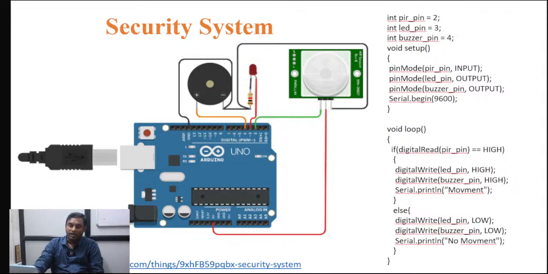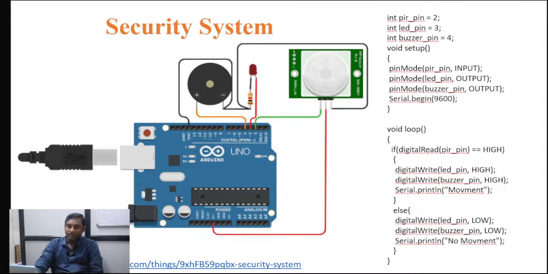Then I just wrote Serial.begin so that I can start the serial communication to see what is happening in the serial monitor. So I wrote the code here. If digitalRead from the PIR pin, whatever data I am getting from the PIR sensor, either it is high or low. If this data is high, then I can give a signal to this LED. So digitalWrite, LED pin will be HIGH. That means the LED will glow.